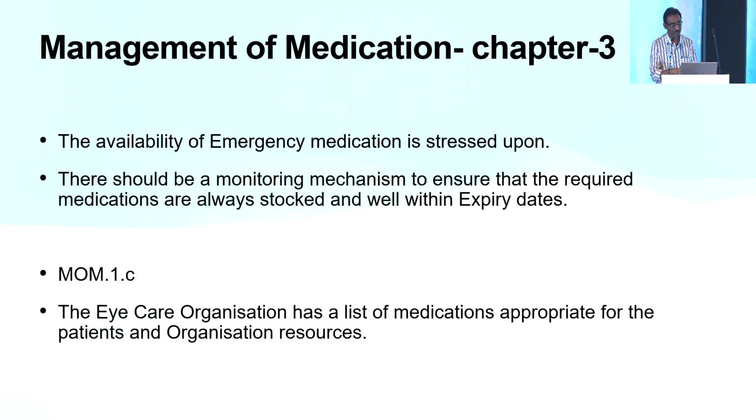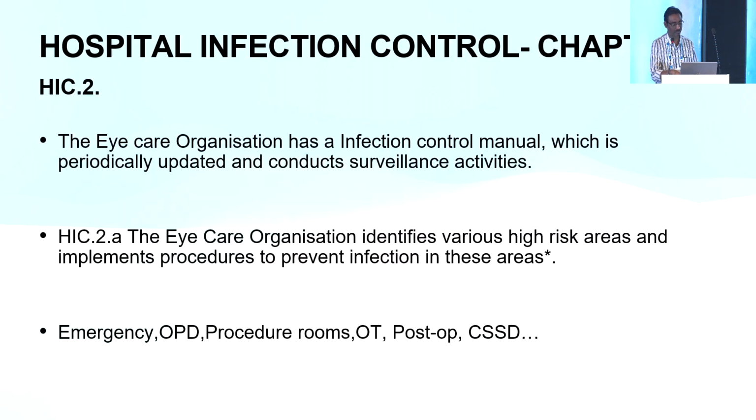The availability of emergency medication is stressed upon, and there should be a monitoring mechanism to ensure that the required medications are always stocked and well within the expiry dates. So hospital infection control has to be periodically updated because it identifies various high-risk areas and implements procedures to prevent infection, including emergency area.